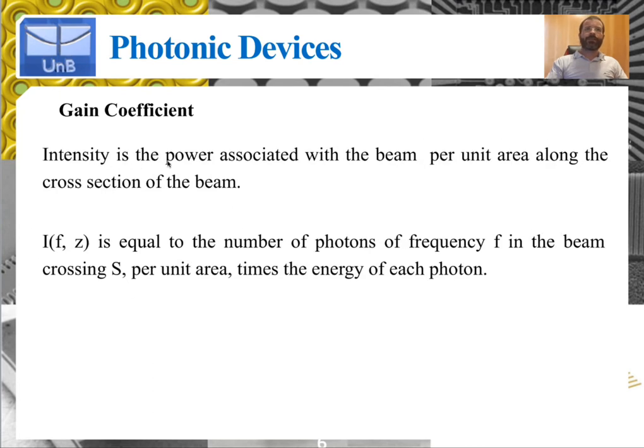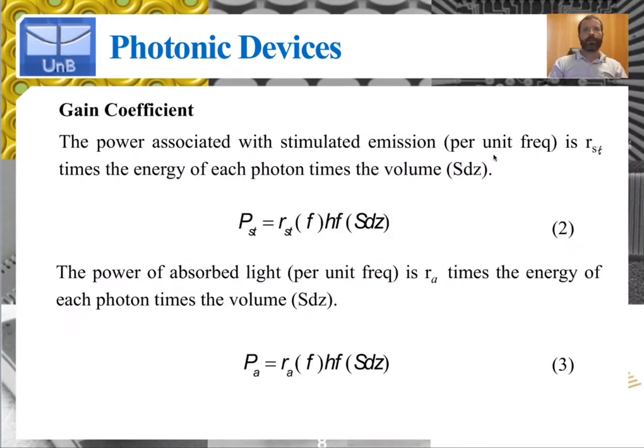And hence, intensity is the power associated with the beam per unit area along the cross-section of the beam, as we've mentioned. And I of f and z, in other words, the intensity as a function of frequency and z, is equal to the number of photons of frequency f in the beam crossing the cross-sectional area S per unit area times the energy of each photon. So it's the product of the photon flux density and the energy of a single photon, as we've just seen in the previous expression.